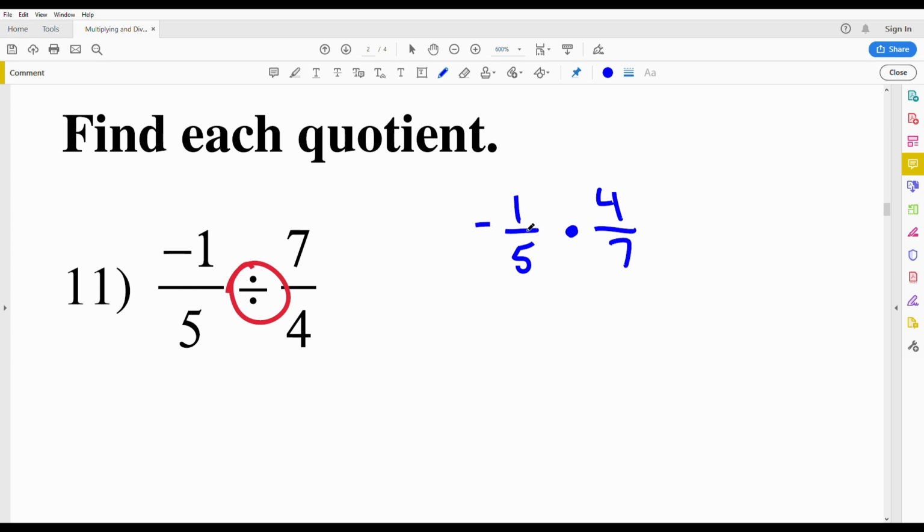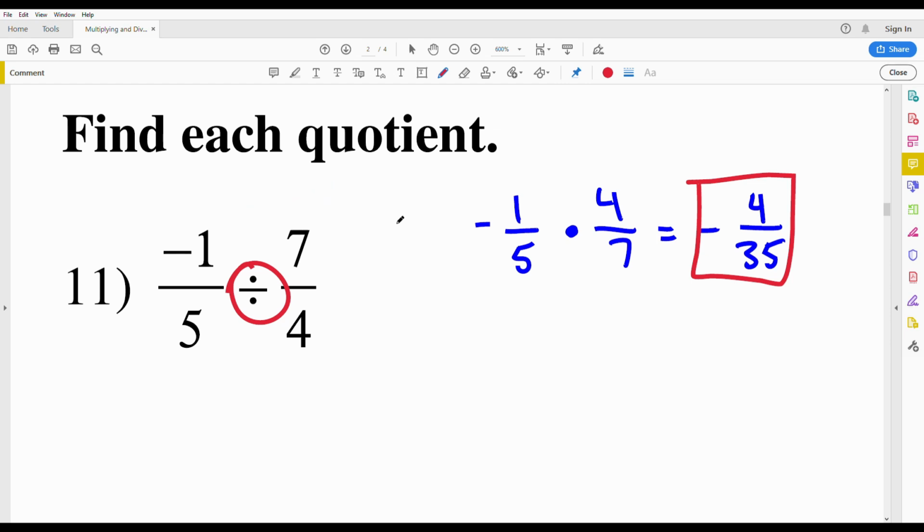So negative 1/5 times 4/7, we know how to multiply fractions. That's easy. Negative times a positive is a negative. 1 times 4 is 4. 5 times 7 is 35. Negative 4/35 is our solution in number 11. Biggest takeaway when dividing by fractions: dividing by a fraction is the same as multiplying by its reciprocal.